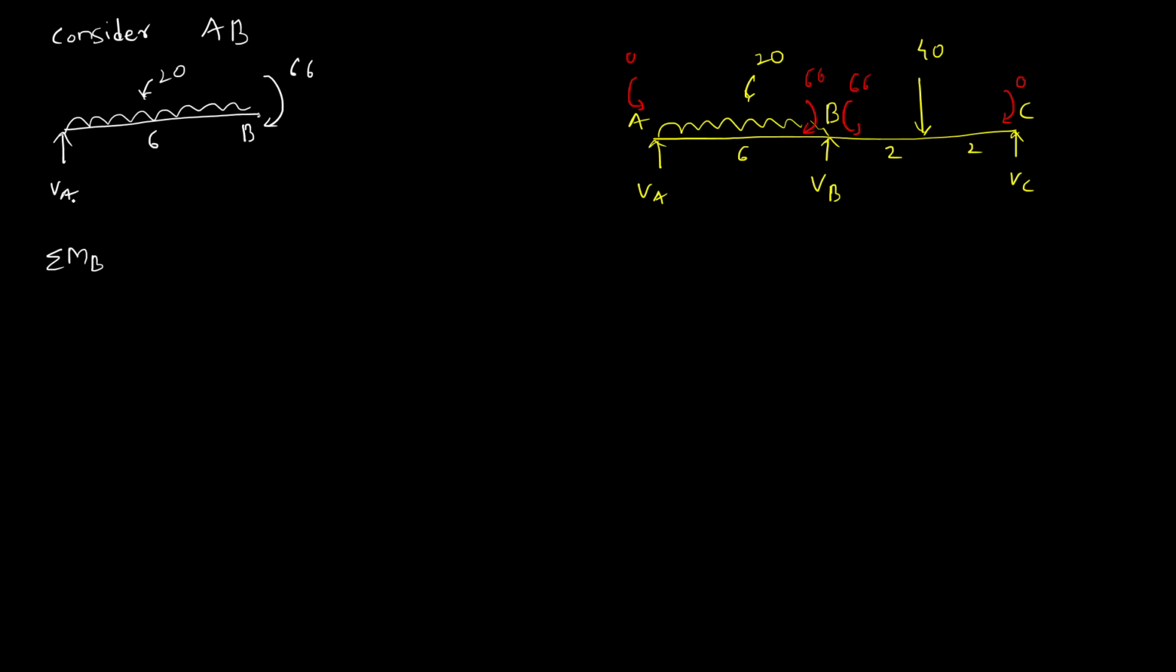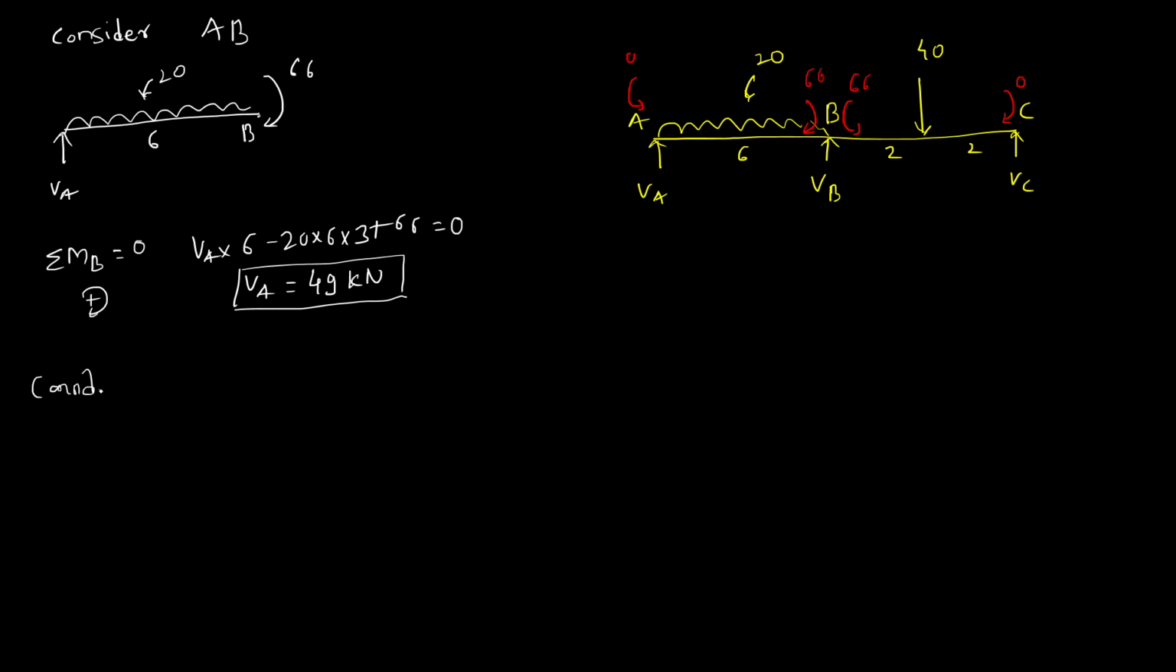There are many methods to find out VA, but this method which I am telling you here, I think this is the easiest one. If you practice it 1 or 2 times, it will be very easy. So sigma MB is equal to 0 we will apply, and we'll take the clockwise moment as positive. So we'll get VA into 6 minus 20 into 6 into 3 plus 66 is equal to 0. Upon calculation, VA is equal to 49 kilonewton. So we have got the VA value.